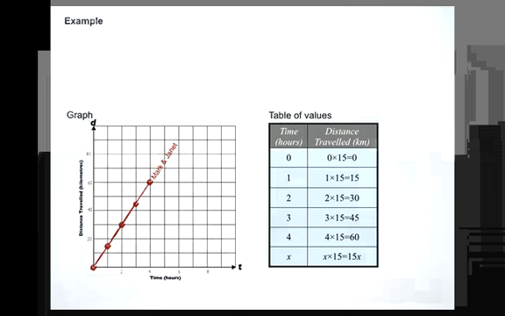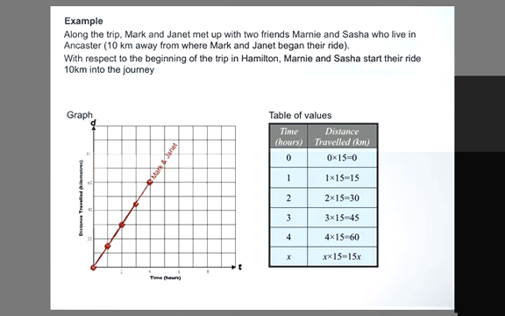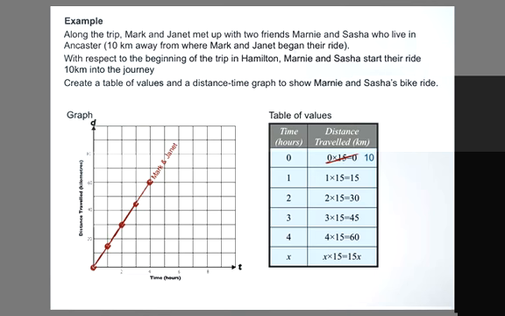Example again. We still see the same graph with Mark and Janet and their table of values. But now, along the trip, Mark and Janet met up with two friends, Marty and Sasha, who live in Ancaster, 10 kilometers away from where Mark and Janet began their ride. With respect to the beginning of the trip in Hamilton, Marty and Sasha start their ride 10 kilometers into the journey. So, at 0 hours, the distance traveled from Hamilton for Marty and Sasha would be 10 kilometers. Create a table of values and a distance time graph to show Marty and Sasha's bike ride.